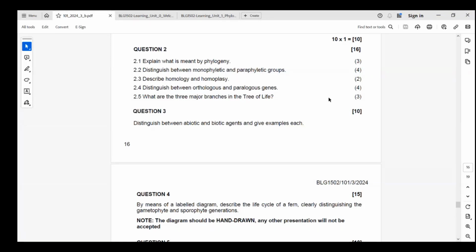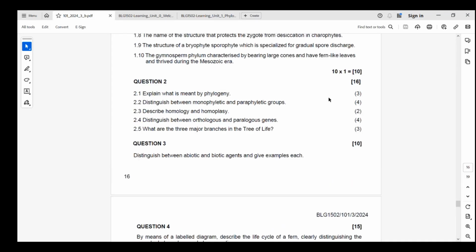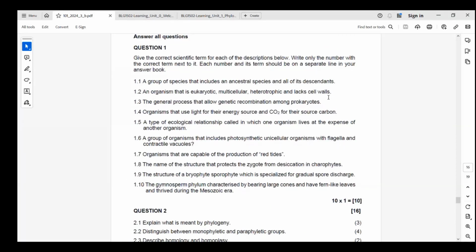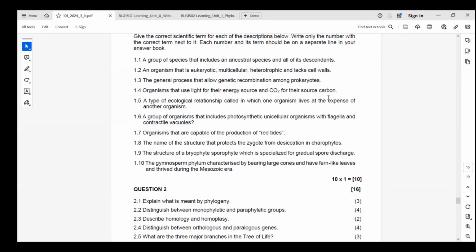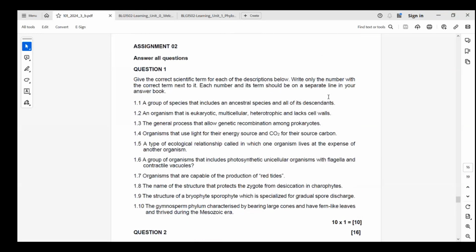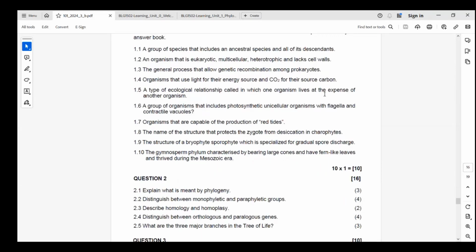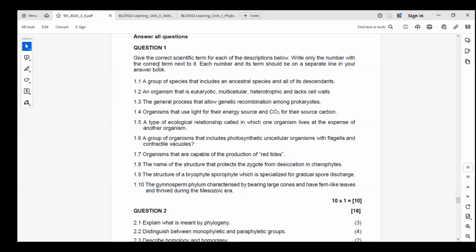You will see that your tutorial letter says it is for semester one and semester two. But you had semester one, so anything that is applicable to semester one, that is what you will do. Yes, so these are the other questions that you're going to be looking at. Okay, I'm glad that you guys already have access to this. You see here, there are questions such as a group of species. This is a one word answer: give the scientific term for this. I'm not going to give the answer to each of the terms and all that.